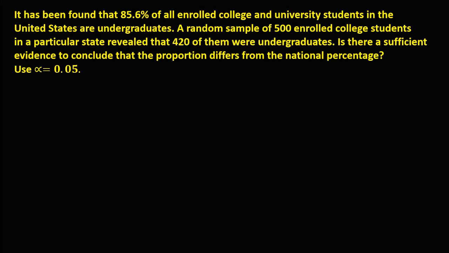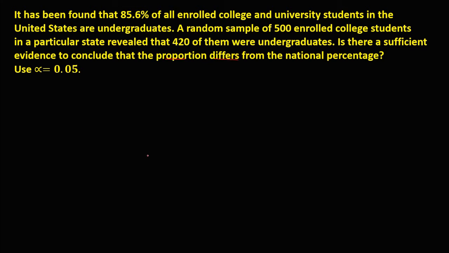It has been found that 85.6% of all enrolled college and university students in the United States are undergraduates. A random sample of 500 enrolled college students in a particular state revealed that 420 of them were undergraduates. Is there sufficient evidence to conclude that the proportion differs from the national percentage? Use alpha equal to 0.05.